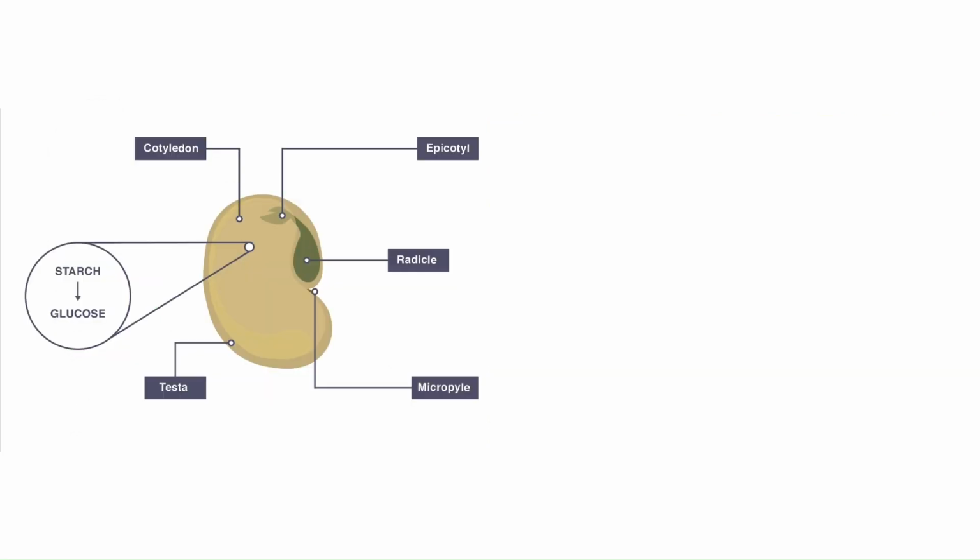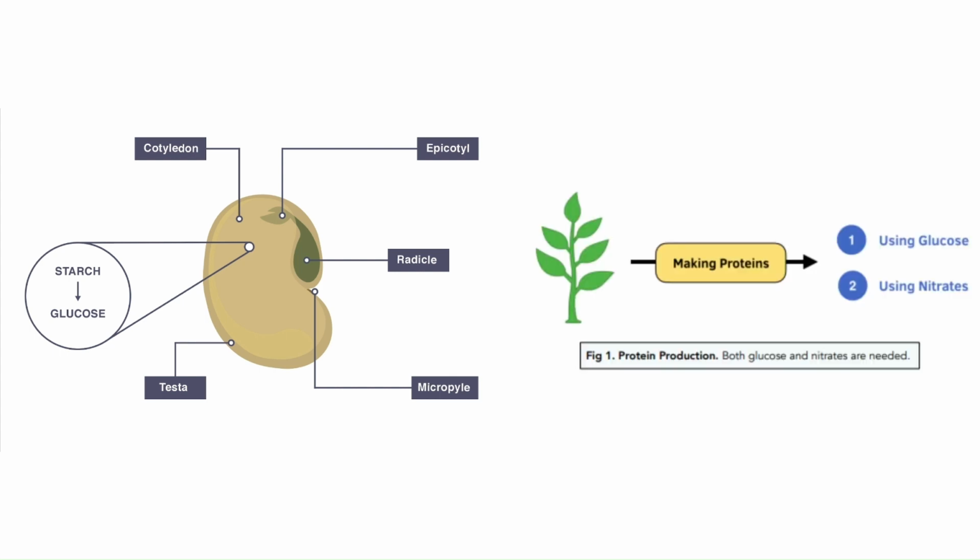Glucose can also be used to make lipids for long-term storage, such as in seeds. When seeds are ready to germinate, the lipids and starch in them get converted into glucose. Finally, glucose can combine with nitrate ions to build amino acids and make proteins, which are essential for a plant's growth.